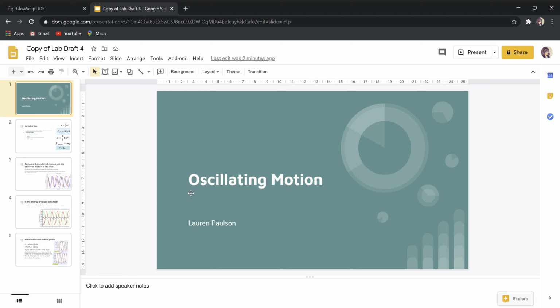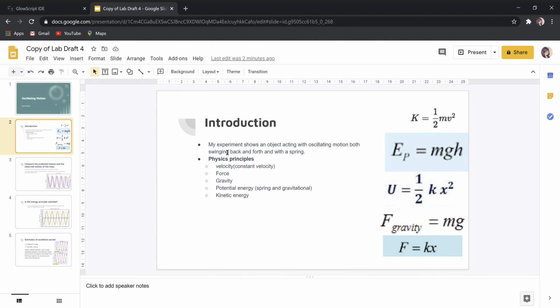Hi, this is Lauren Paulson, and today I'm going to describe an experiment we did about oscillating motion. This experiment had two types of oscillation motion: the oscillation motion of a spring and also a mass swinging back and forth.